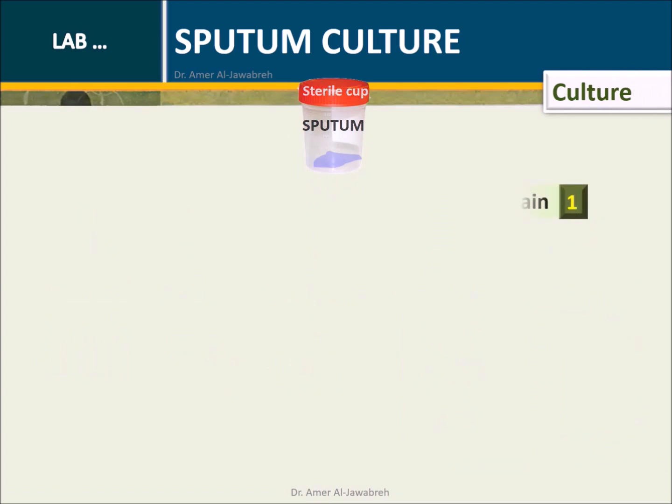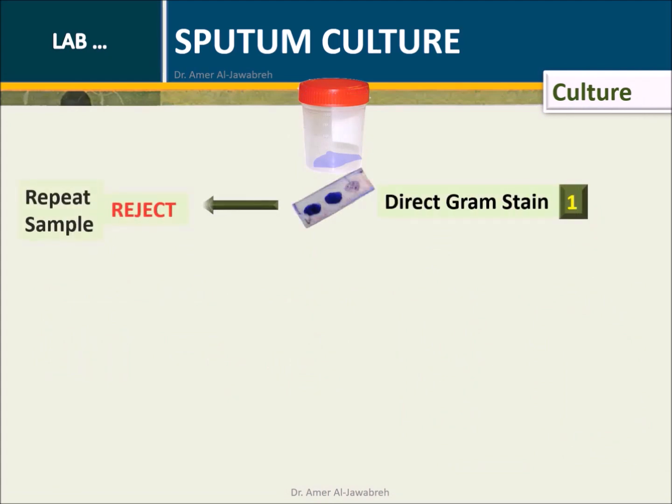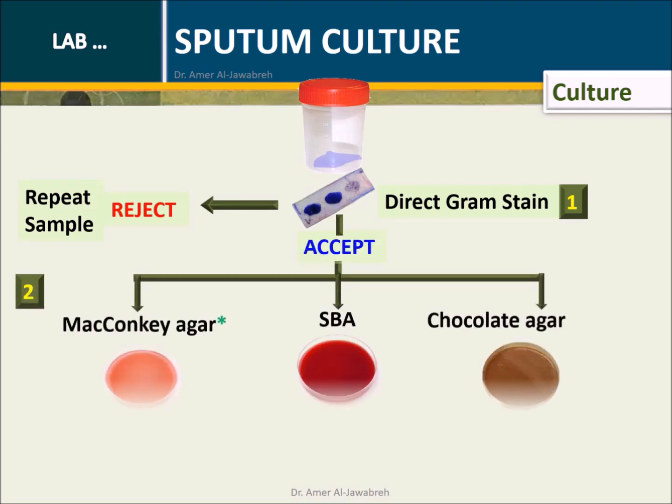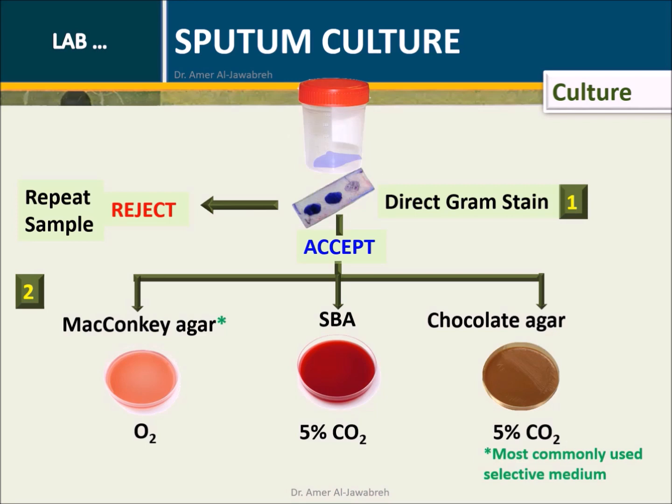Culture. First, direct Gram stain: reject and repeat sample, or accept. Second, culture on MacConkey agar, blood agar, and chocolate agar. Third, incubate at 35 to 37 degrees centigrade for 24 hours.